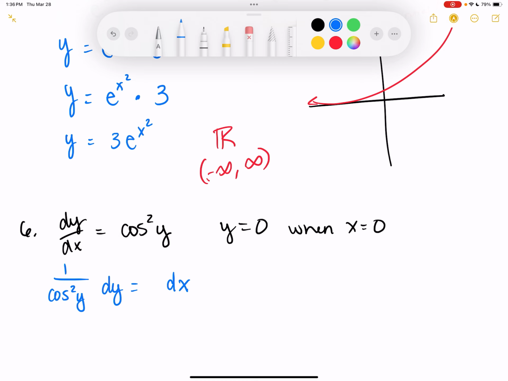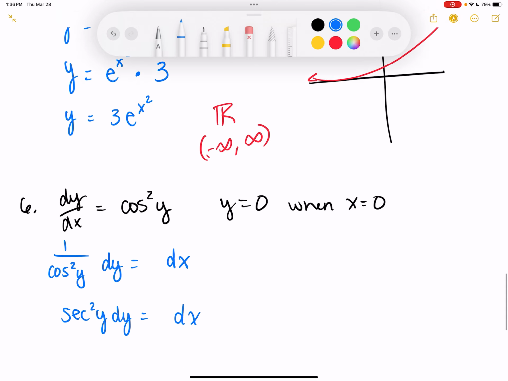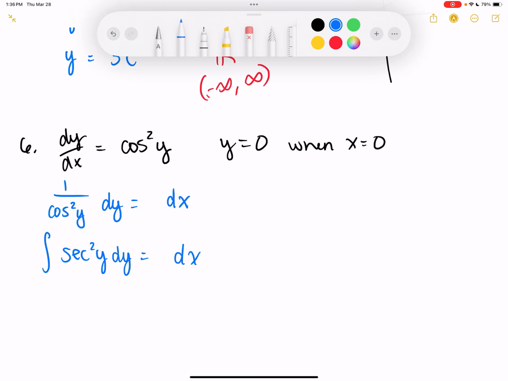Is there anything you see that I can do before I integrate? You're on the right track. Could you make 1 over cosine, would that be secant? Yeah, and it will be secant squared, because that was cosine squared. So this is going to be secant squared of y dy is equal to dx. Now I can integrate both sides, and that's nice because I know what the integral of secant squared of y is, right?